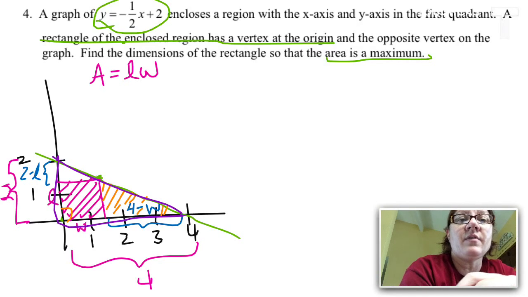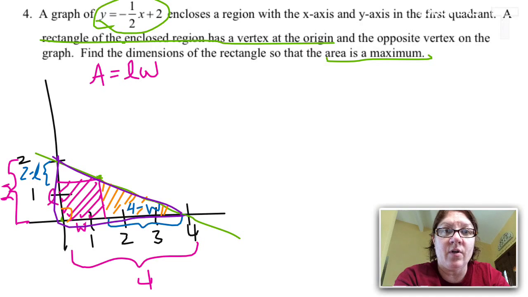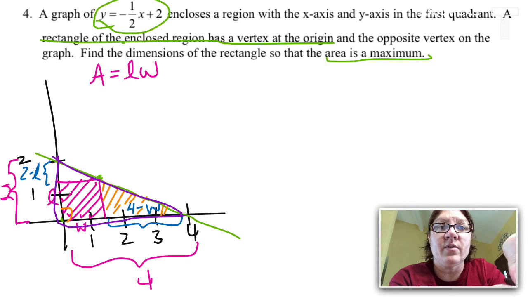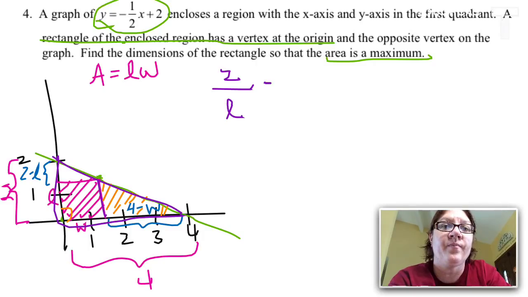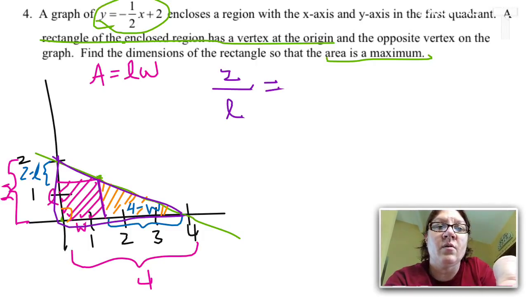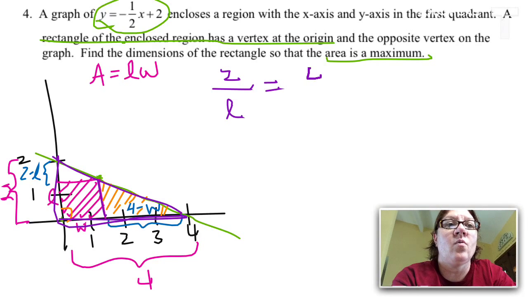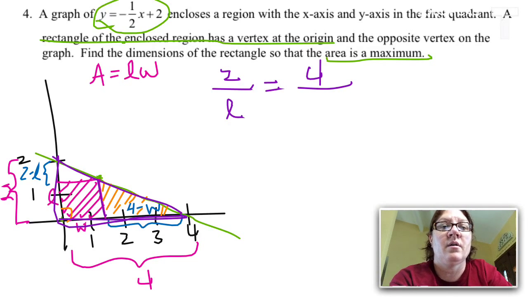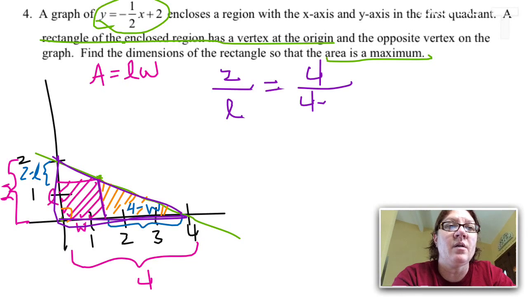So now, since I have similar triangles, I can write a ratio of their sides. The vertical side of the big triangle was 2, and that matches with the vertical side of the little triangle, which is L. And then I'm going to do the horizontal side of the big triangle, which is 4, and the horizontal side of the little triangle, which is 4 minus W. So now I have an equation I can work with. It has W's and L's, and it'll relate them.